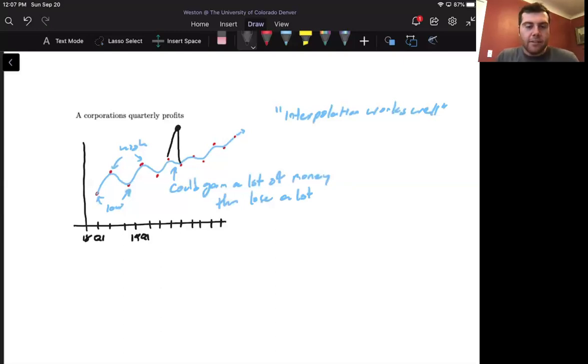All right, that's it for 3.2. We're going to talk more about graphing functions and properties of functions in the subsequent sections.